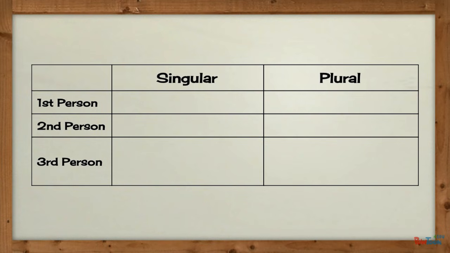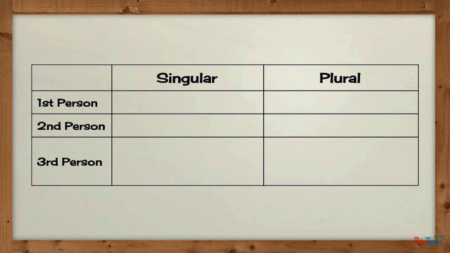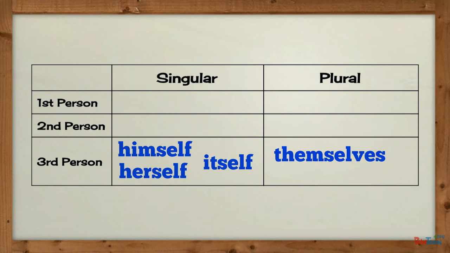If you draw your attention to the first and second person pronouns in this chart, you will notice that reflexive and intensive pronouns are easily formed by taking a possessive pronoun and adding self to the singular form and selves to the plural form. The third person reflexive and intensive pronouns are formed by joining personal pronouns in the objective case with self or selves.